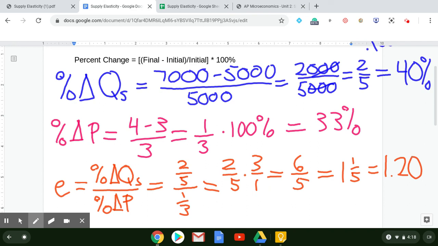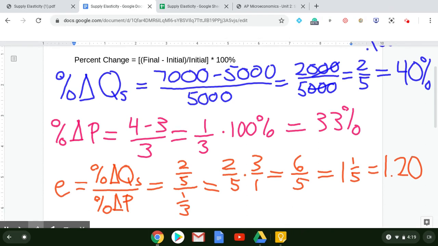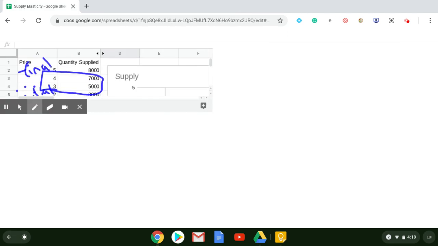Okay. So any way that you like to calculate that, there's other ways to calculate percent changes. This is what I like to do, but ultimately you should get to the same number. If you were to put 40% over 33% in your calculator, you should get 1.2 as well. Okay. So anyway, we've done our calculation. So let's see what the computer did with our calculation as well.